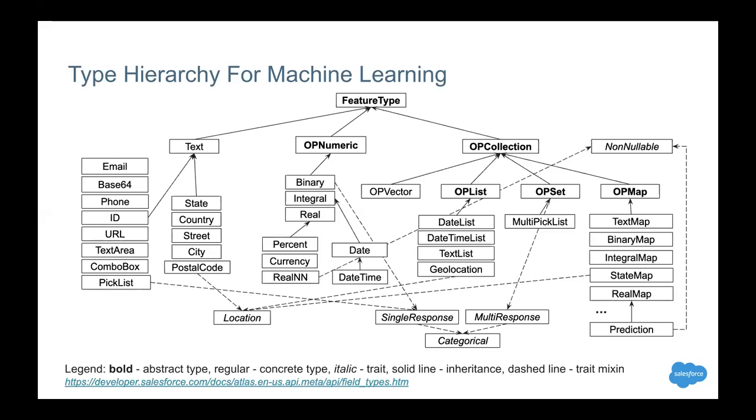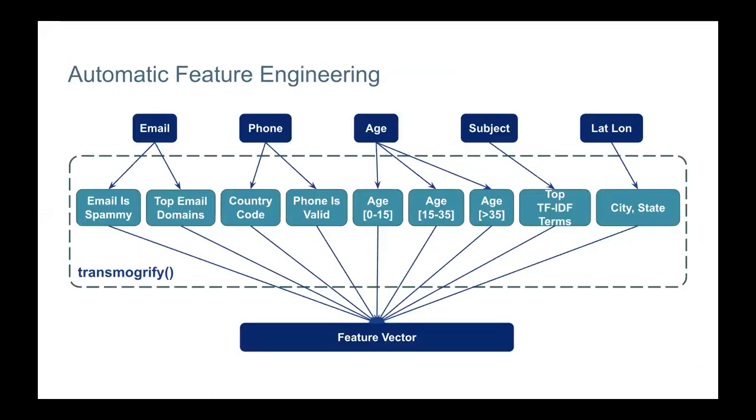So using those types, we're able to encapsulate and hide a lot of complexity from users, and also give them a lot of freedom on how to define their operations for those types. So here's an example of how somebody would use it. Let's say your data set contains these 5 fields: email, phone, age, subject, and latitude, longitude, and some coordinate. So when you apply TransmogrifAI on it, it will verify if email is spammy or not. It will extract top K domains for the emails, and maybe for phone number, it will extract out the country code and create a categorical variable from it.